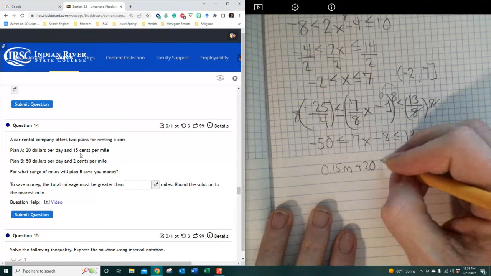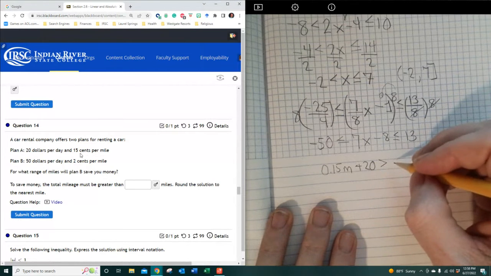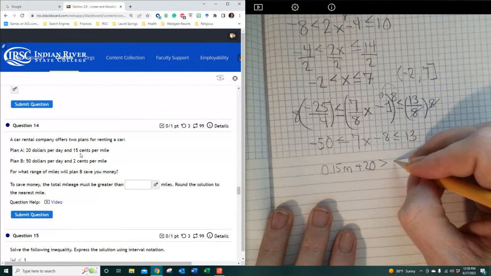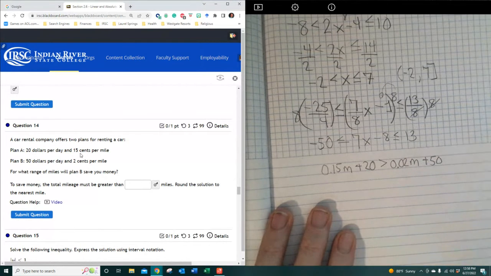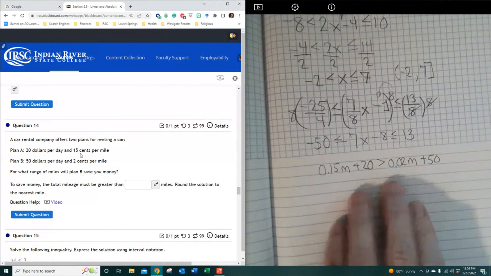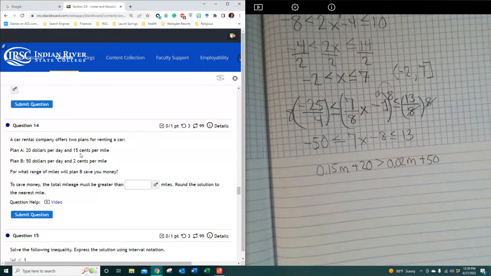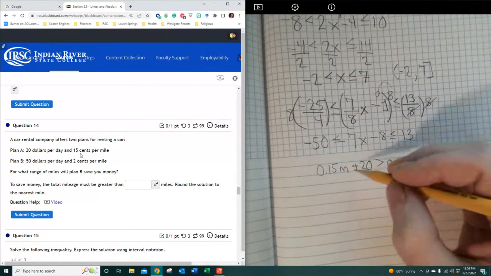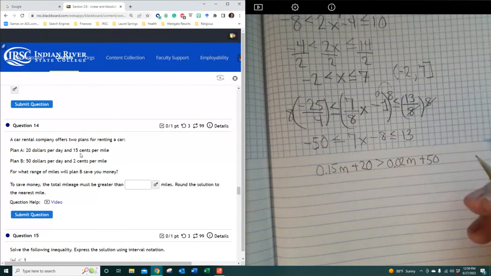So when is it that this is going to cost you more money than this plan right here, which is 2 cents per mile and plus $50. So that's why I said, for what range of miles will plan B save you money? So it's when the value of miles is greater than such and such, and we need to solve it.